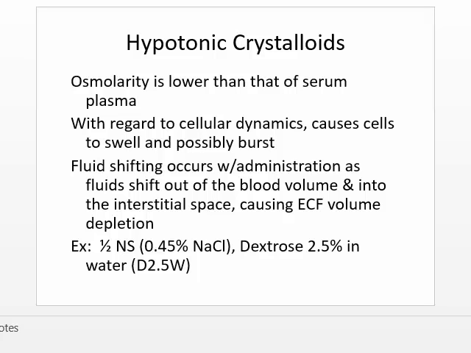So fluid shifting is going to occur with administration as fluids shift out of the blood volume and into the interstitial space, causing the extracellular volume to deplete. You can have a resulting cardiovascular collapse from vascular fluid depletion if you have most of your fluid leave the vascular system and go into the cells. It can also cause increased intracranial pressure as the fluid moves into the cells and swells those cells, especially in the brain. So examples of this are half normal saline or 0.45% sodium chloride, dextrose 2.5% in water or D2.5W, and those are examples of that.